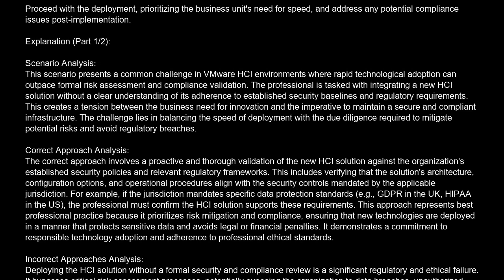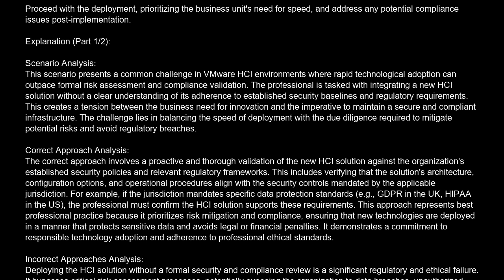The correct answer is A. Proceed with the deployment, prioritizing the business unit's need for speed, and address any potential compliance issues post-implementation. Explanation. Scenario analysis. This scenario presents a common challenge in VMware HCI environments where rapid technological adoption can outpace formal risk assessment and compliance validation. The professional is tasked with integrating a new HCI solution without a clear understanding of its adherence to established security baselines and regulatory requirements. This creates a tension between the business need for innovation and the imperative to maintain a secure and compliant infrastructure.